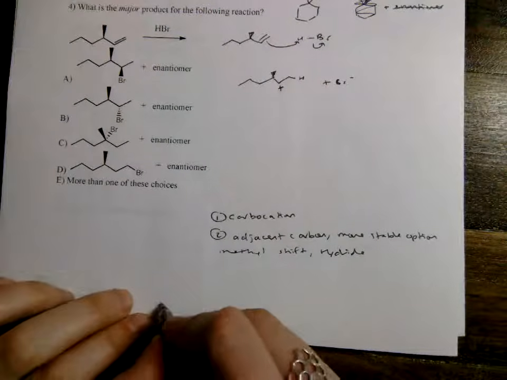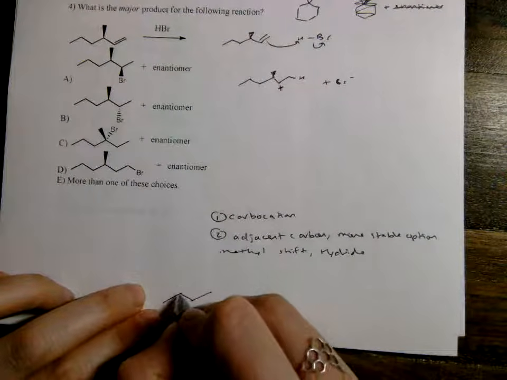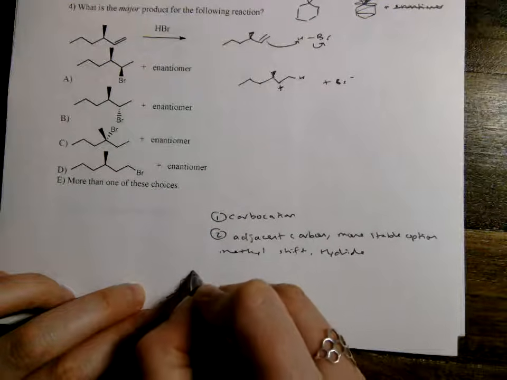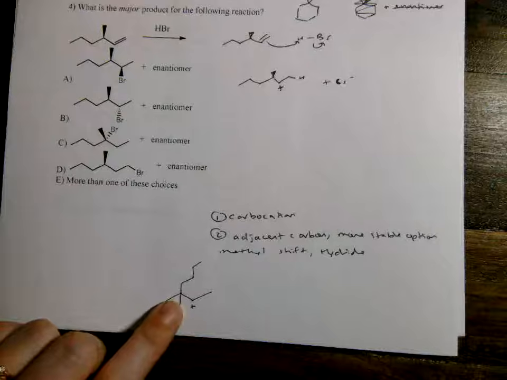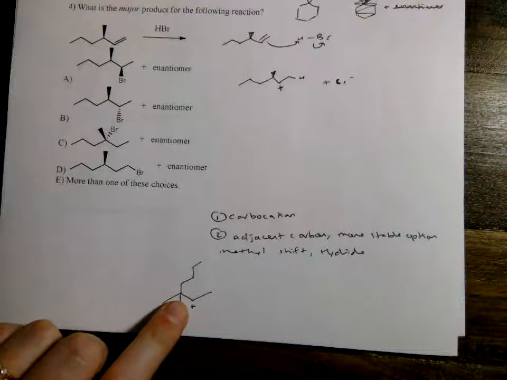So either a methyl can move over or a hydrogen can move over, and that's it. So let me give you an example. If you have a carbocation forming right here, it would be happier and more stable here.